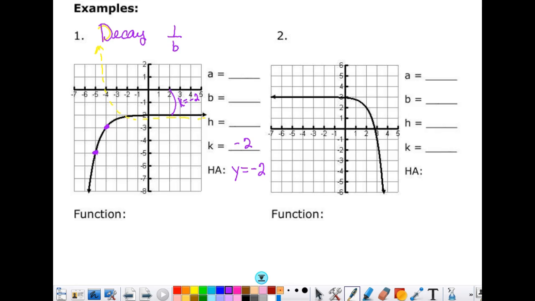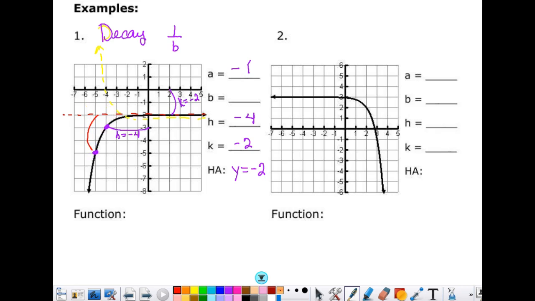What does the first point help us find? The H. Very good. So what is our H here? Negative 4. Our A is negative 1 because this reflected. What is our B? Oh, I didn't draw on the asymptote, did I? That would be helpful. So let's draw on the asymptote. That way we can figure out our B. I should have done that a minute ago when we did our K. So now what's our B?